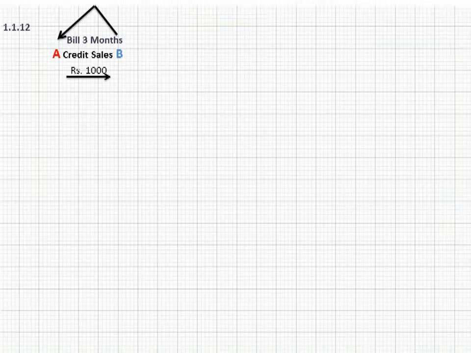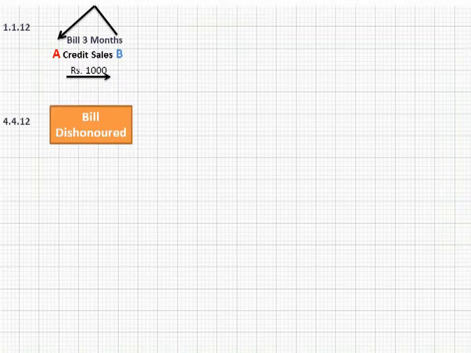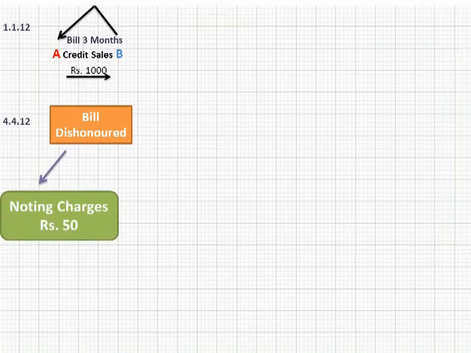Let's take one practical question of dishonoring. On 1st January 2012, A sells goods to B for ₹1,000 on credit and B accepts a bill for 3 months. On due date, the bill was dishonored and the noting charges were ₹50. So we are going to assume in every question that the noting charges are ₹50. If there is dishonoring, there must be some noting charges. Dishonoring means the holder will have to go to the court and he will have to pay the noting charges.